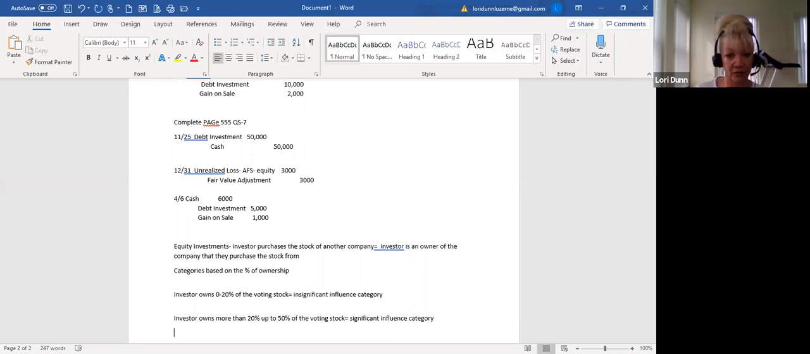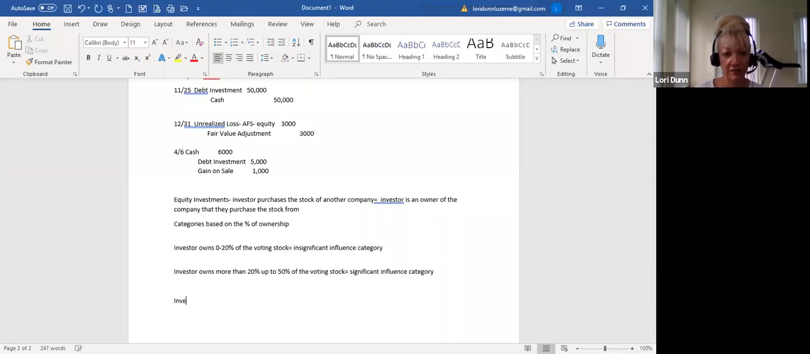The last category is when the investor owns more than 50% of the voting stock. Now you have control. And we do a special kind of accounting when you are in control. If you own more than 50% of the voting stock, you make all the decisions because you own a majority of the votes.